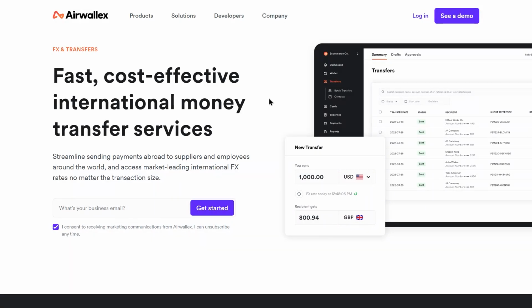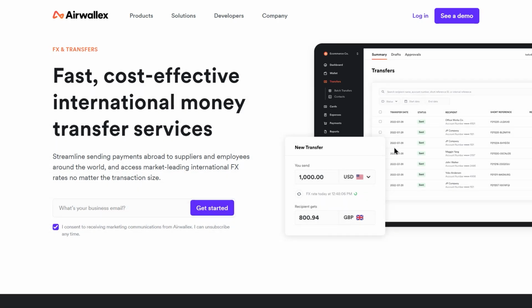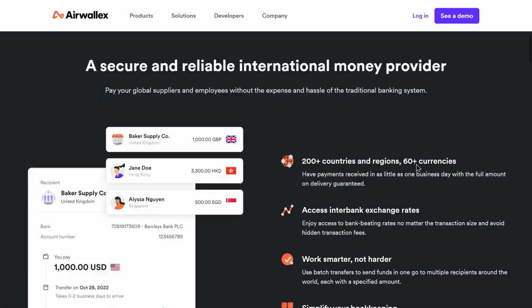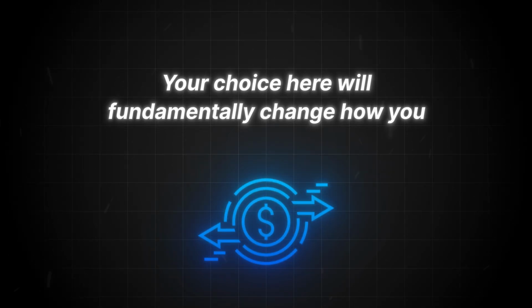On the surface, they both help businesses with international payments, but they're different after that. After using them, I found that they're built for two completely different paths to growth. Your choice here will fundamentally change how you handle money across borders.